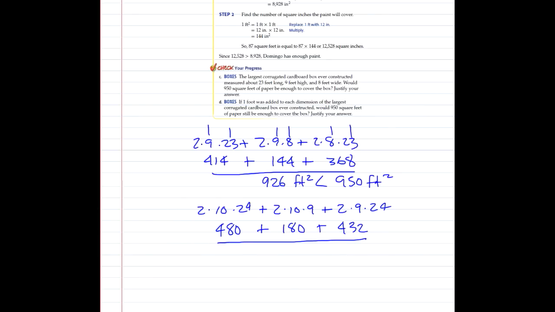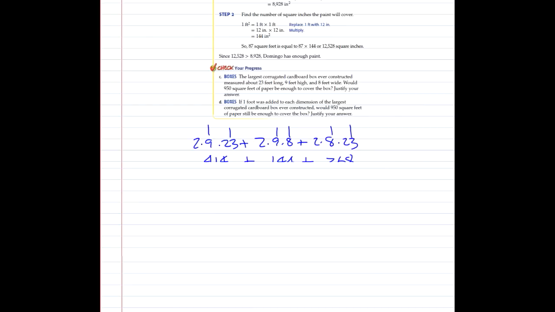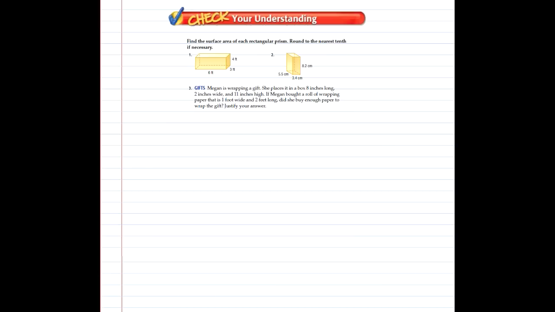1,092 square feet this time, which is greater than 950 square feet. So no, we cannot cover. We could before. That additional foot added onto each dimension makes the box too big to cover with 950 square feet of paper. Find the surface area of each rectangular prism, round to the nearest tenth if necessary.